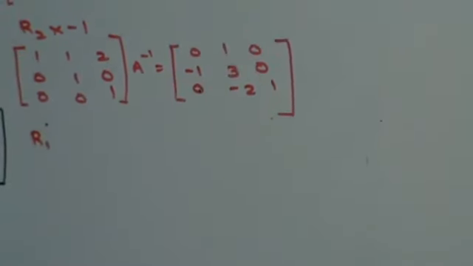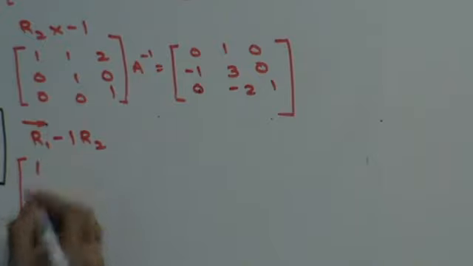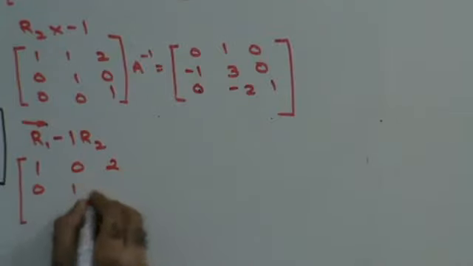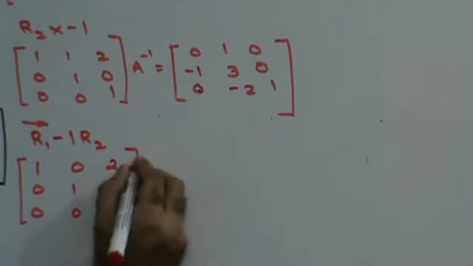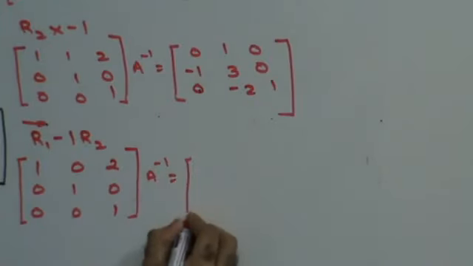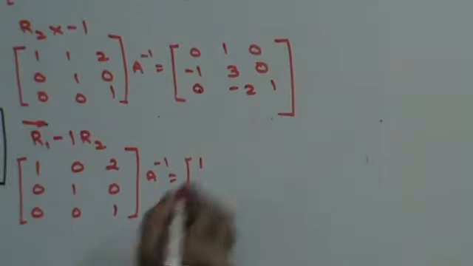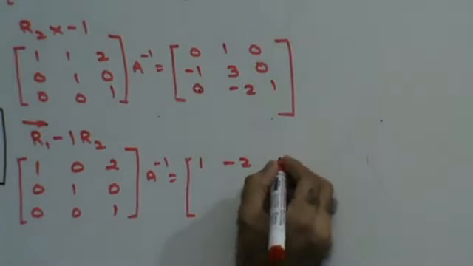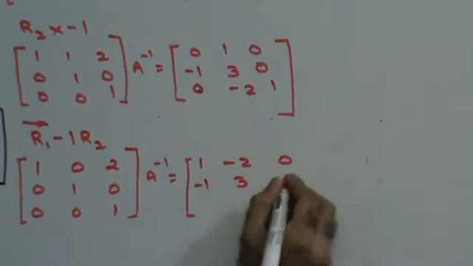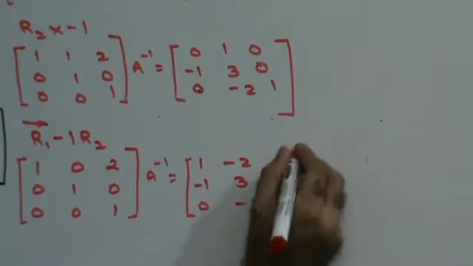What is the number? 1. What is the complement of 1? Minus 1 R2. This is going to be R1 minus R2. So how do I do this? This can be written as 1 minus 0 is 1, 1 minus 1 0, 2 minus 0 is 2, 0 1 0, 0 0 1 into A inverse. R1 minus R2, 0 minus of minus 1 plus 1, 1 minus 3 minus 2, 0 minus 0, 0 minus 1, 3, 0, 0 minus 2, 1.